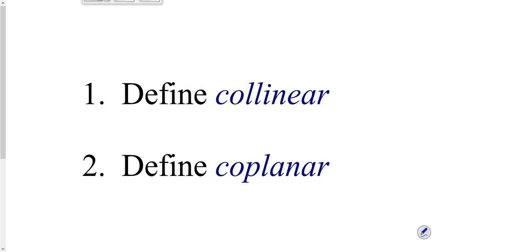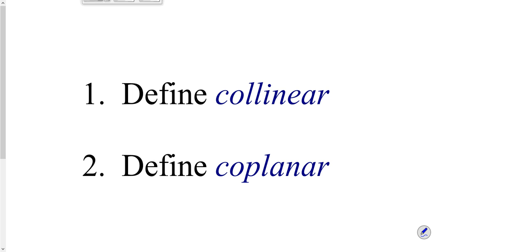All right, section 2.4, using postulates and diagrams. First, we need to do a little quick review. We need to define collinear and coplanar. So just a quick reminder of what these are.